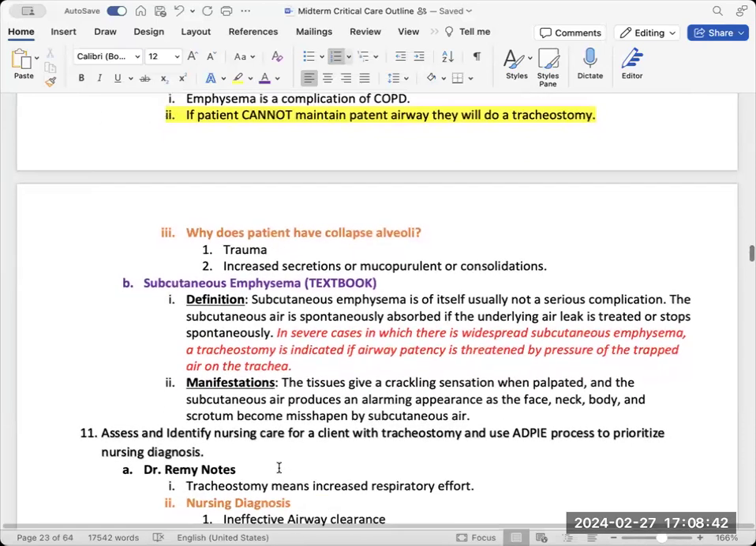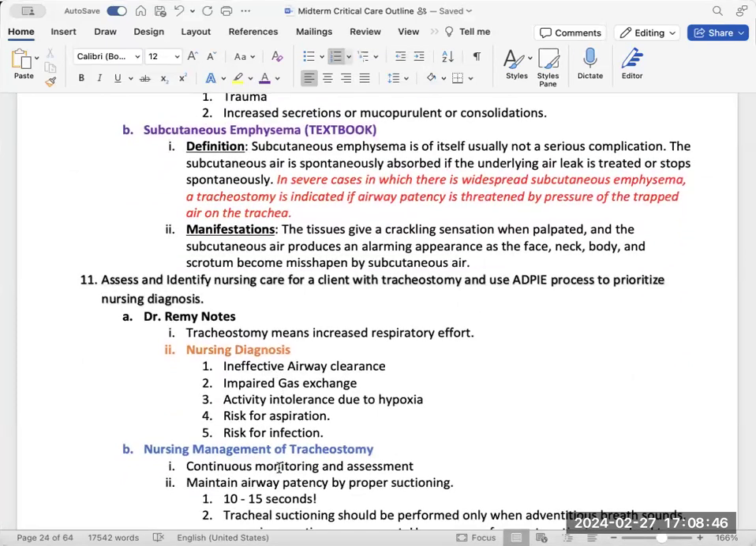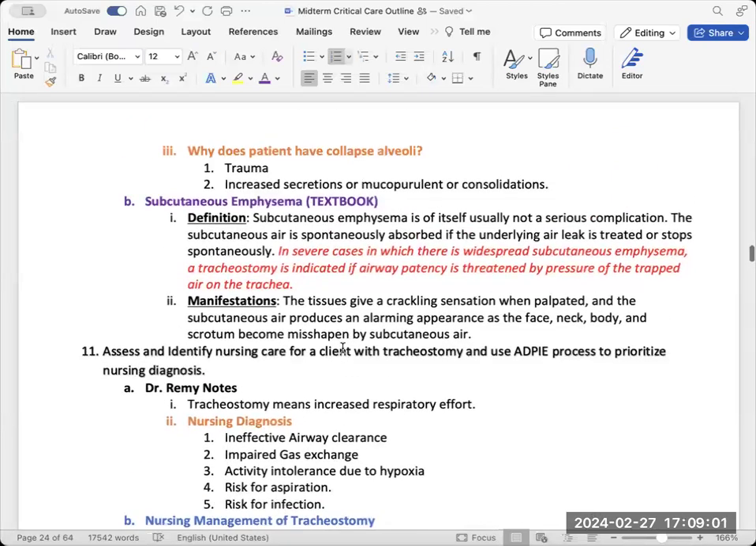Okay. And basically, when they have subcutaneous emphysema, what's happening is the tissues, when you touch them around the face and throat, are going to have crackling sounds because you have all this air buildup leaking into these spaces, and it could obstruct the airway, and that's why they'll need a trach.